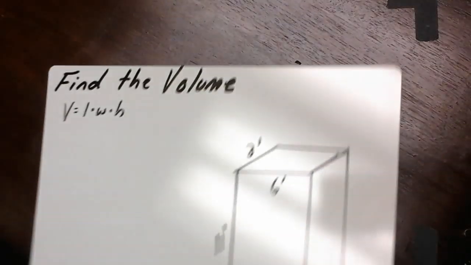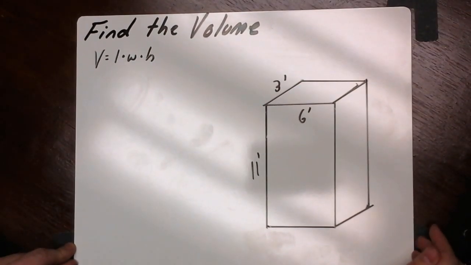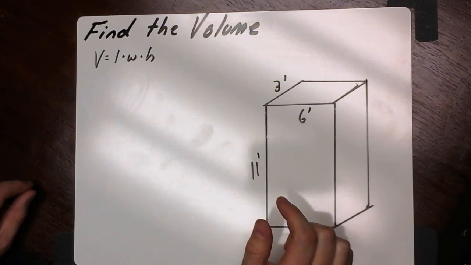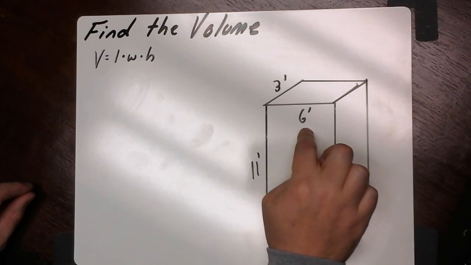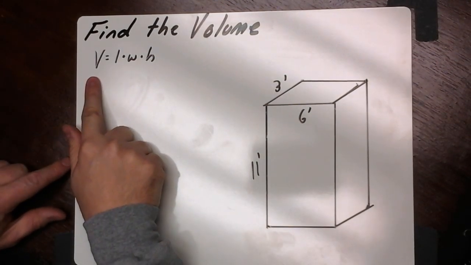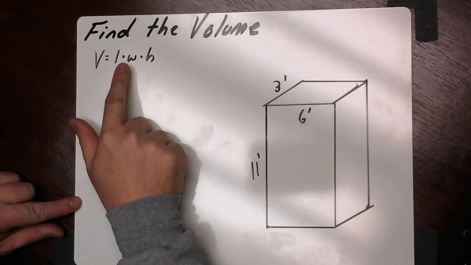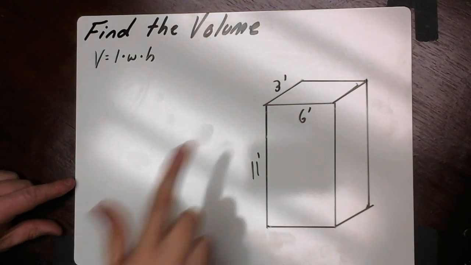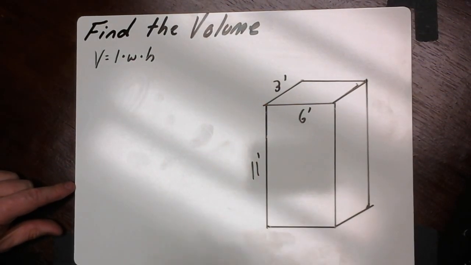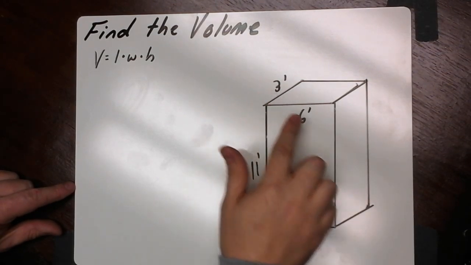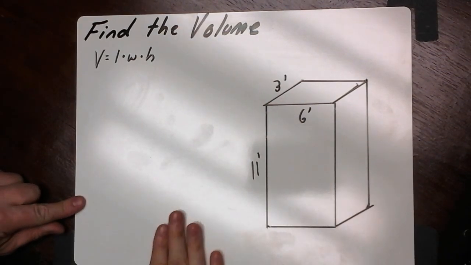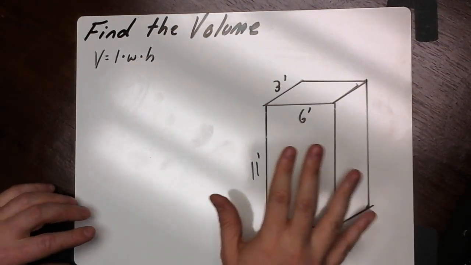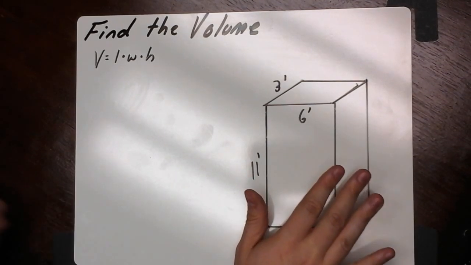So the first example, this is a rectangular prism. The single hash marks there, the single apostrophe, is feet. So this is saying 11 feet, 6 feet, 3 feet. And the volume of a rectangular prism is length times width times height. 3 dimensions, 1, 2, 3. Now, length times width times height, but it could be width times length times height. It doesn't matter because these are multiplied. As long as you can identify 3 individual dimensions, you're in good shape.